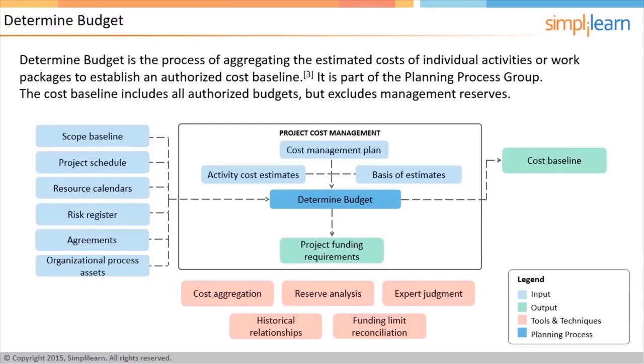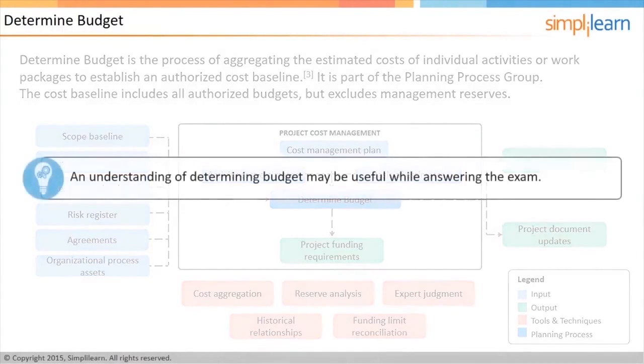Funding requirements means how much fund the project requires monthly, quarterly, or yearly for the execution. The last output of this process is project document updates. An understanding of determining budget may be useful when answering questions in the PMP exam, so make a note of the inputs, tools, and techniques and outputs of determining budget.